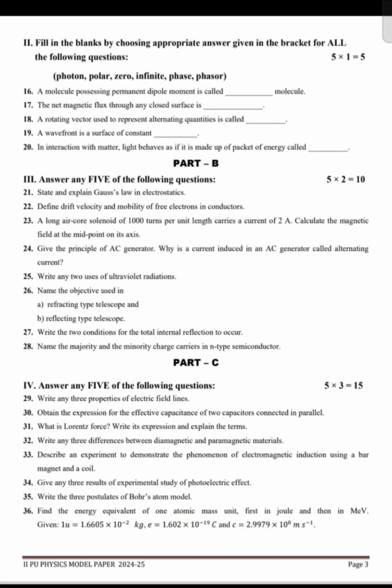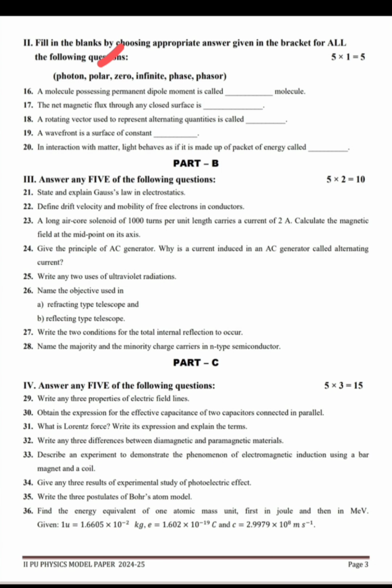Fill in the blanks of model paper 1. A molecule possessing permanent dipole moment is called a dash molecule. So which molecule is having a permanent dipole? It is a polar molecule. Here there is no non-polar molecule given, only one molecule is given, that is polar molecule.